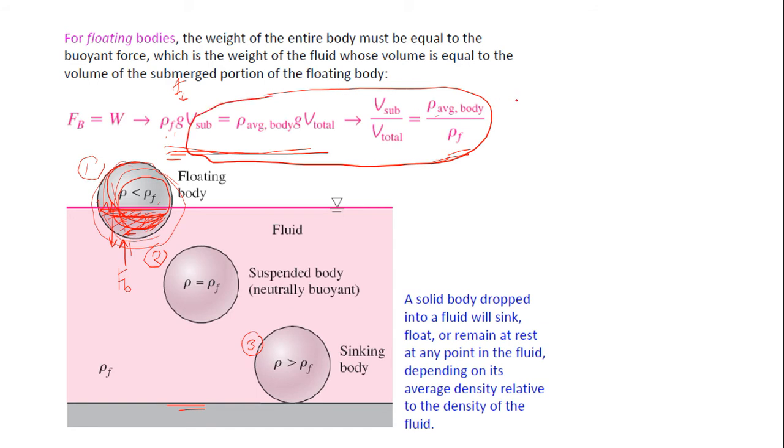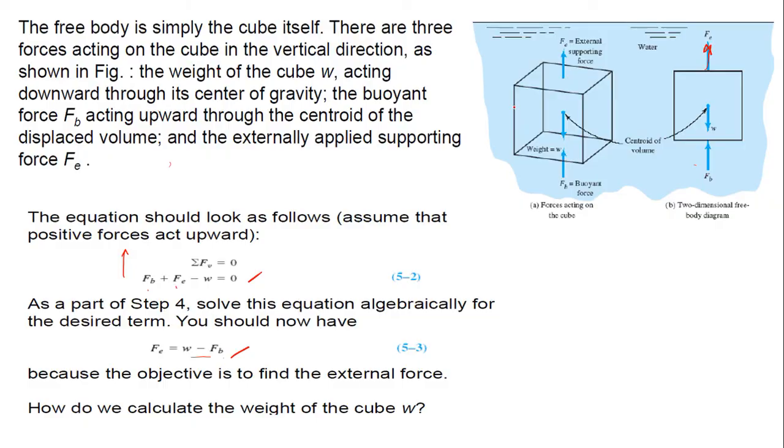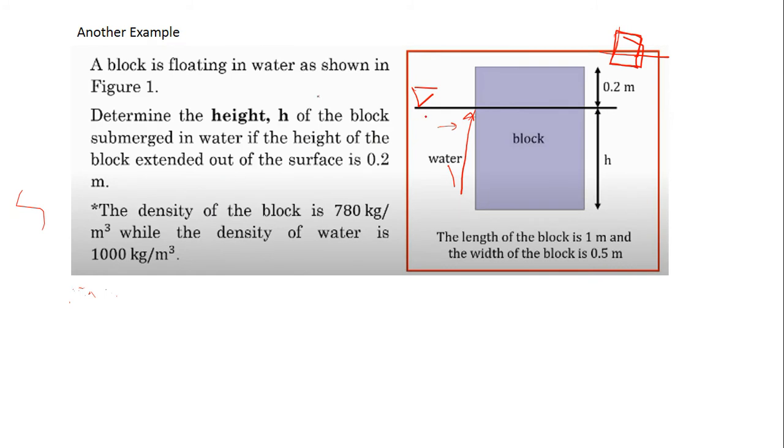Right? So you have some part of the block underneath, the submerged part, and you have the total body of the block. So now you need to draw your FBD. You have your W downwards, and you have your FB upward.